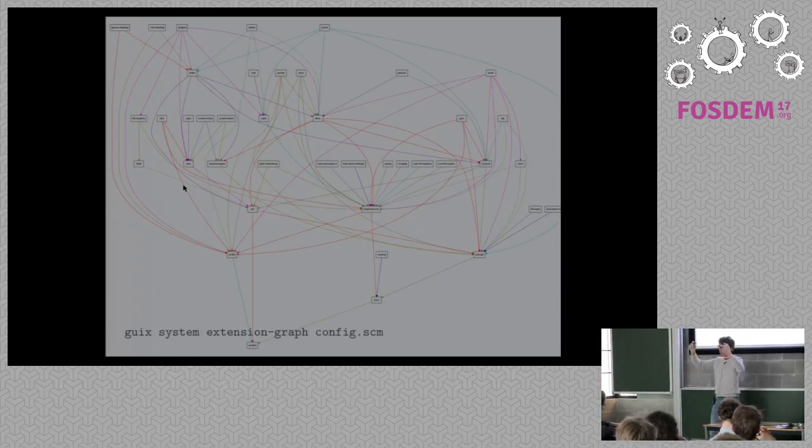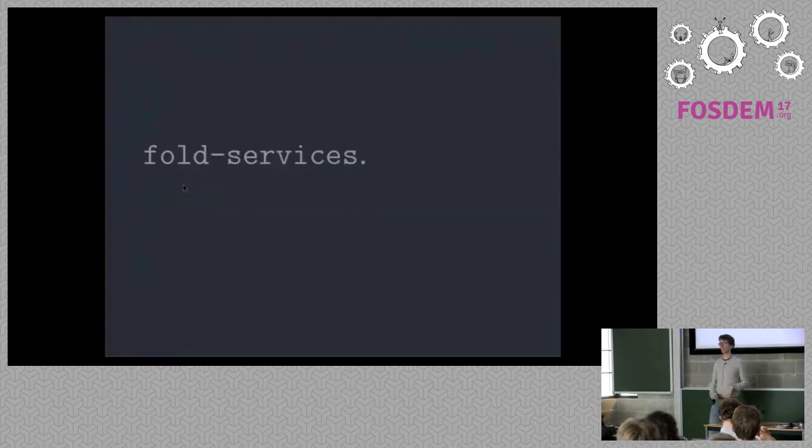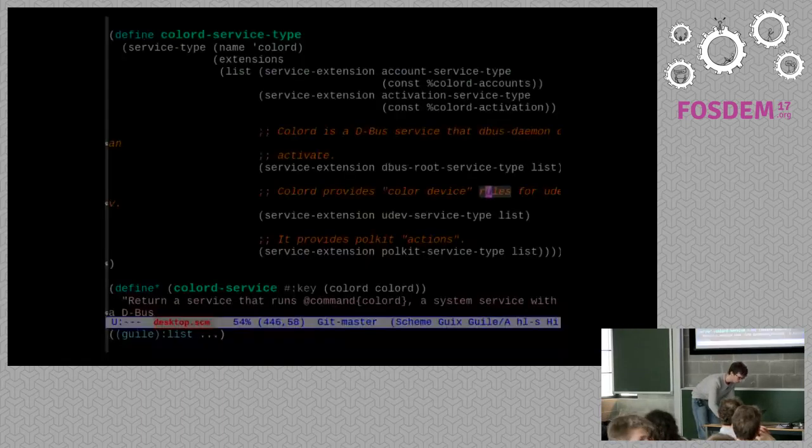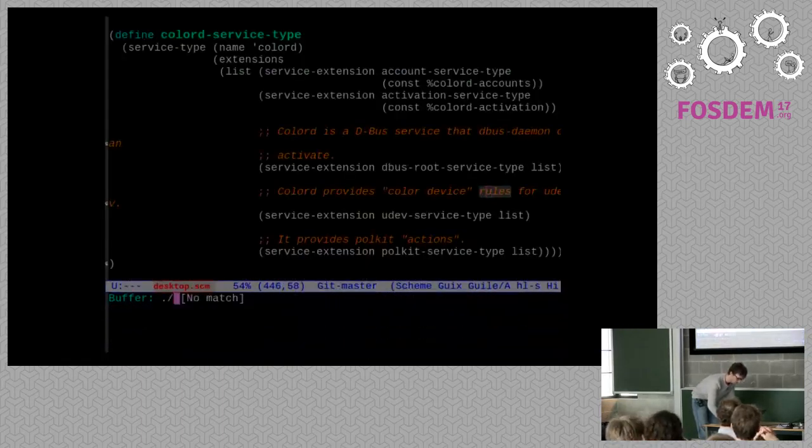So what that means is that we need to be able to fold values and compile them from this high level, like user accounts and udev rules, into something as low level as files on disk. So how does that work? Well, there is a fold-services procedure that I don't know if I'm going to be able to present. Maybe yes. Okay, let's do it.